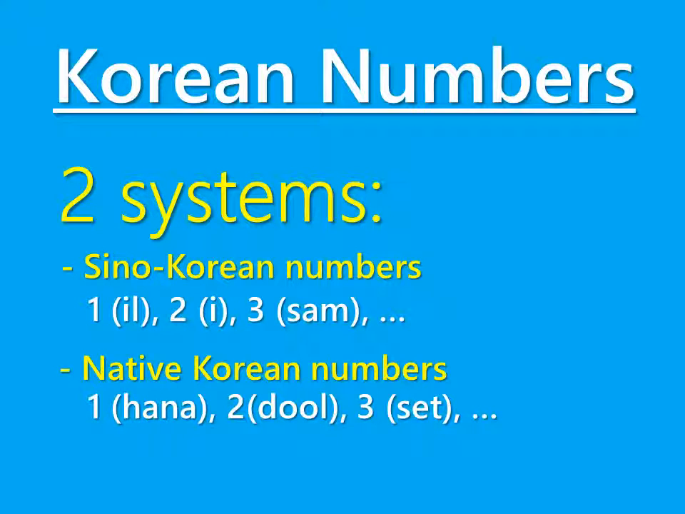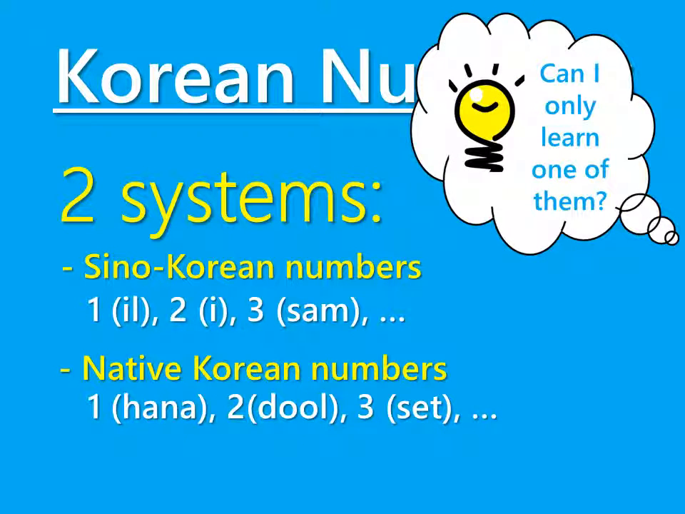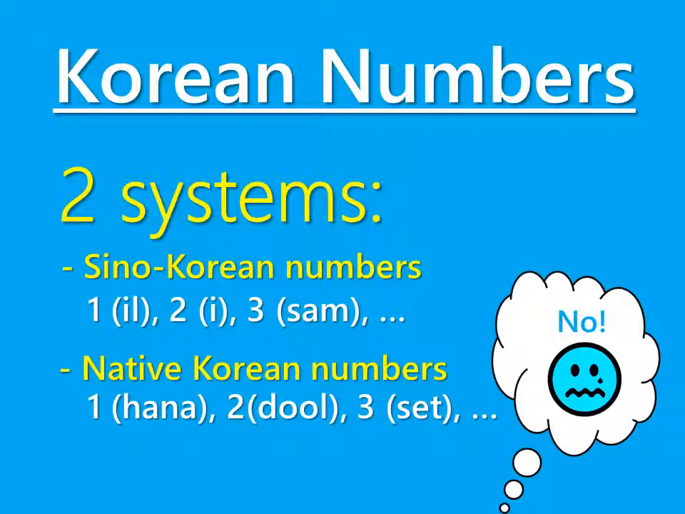So you might wonder, hey, can I only learn one of them and use only one of them? Well, sadly, the answer is no. And I'll tell you why. Basically, we mix them together in real situation. For example, if you want to talk about time, say you want to say it's 1 minute past 1.